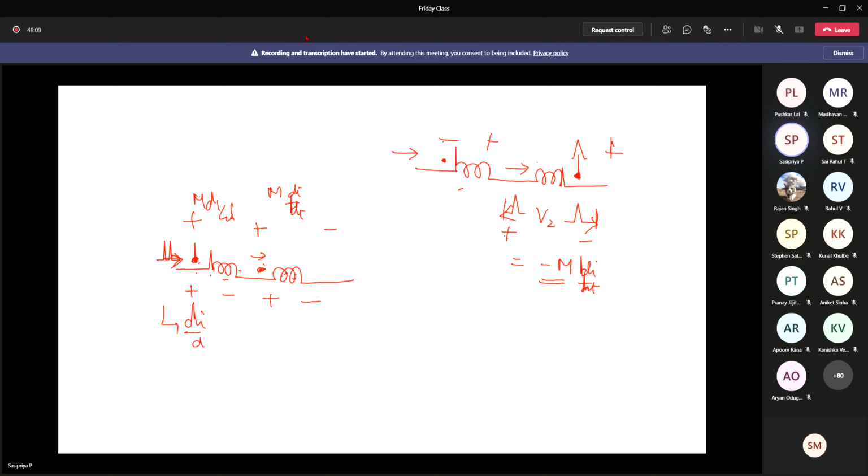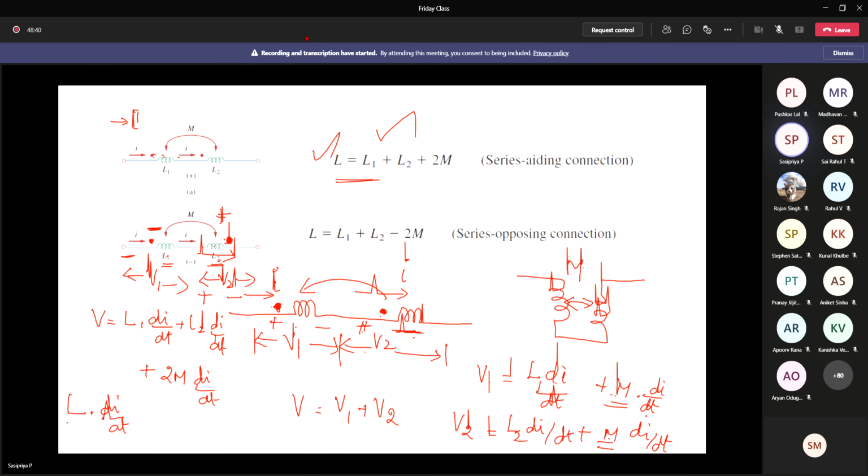When you have an entering current, the mutual voltage will be positive. When you have a leaving current, the mutual voltage will be negative. Here, as far as this dot is concerned, it's going to be a leaving current. Current enters on this side and leaves on the other, so here we have a negative polarity. So minus, plus, here also minus M di/dt, here also minus M di/dt. So L1 di/dt, L2 di/dt, minus M di/dt and minus M di/dt. That's the reason.